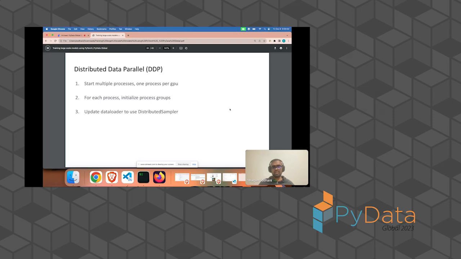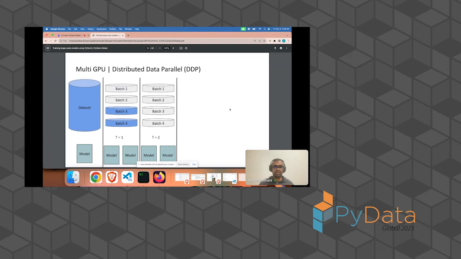And the last thing is that you have to update your data loader to use a distributed sampler. This bit is needed to make sure that when these two copies of the model are consuming a batch, they are consuming different batches and not the exact same batch, because in that case, you're not going to see any speedups.